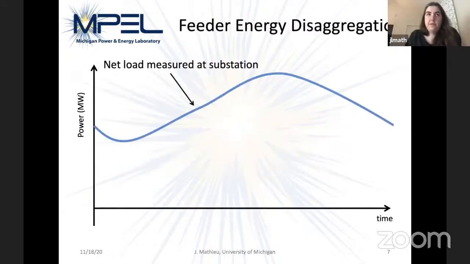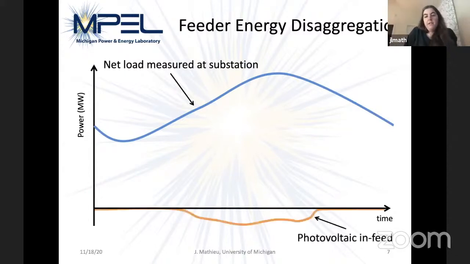This is a little bit of a visual representation of what I was just talking about. So this blue line is the net load measured at the substation. And this is something that a utility would have a good measurement of. They have to monitor this to understand if they're operating within the limits of their network. And so this is something that can be measured at fairly high resolution. But it's an aggregate load of potentially hundreds to thousands of households and businesses. And so it's kind of smooth, like I've shown here, and it has some diurnal variation. So this could be the load over a day.